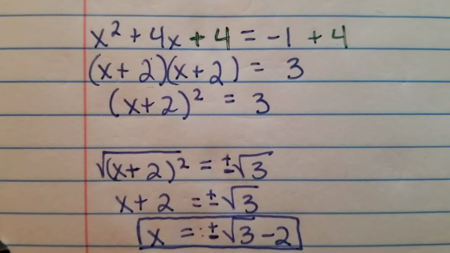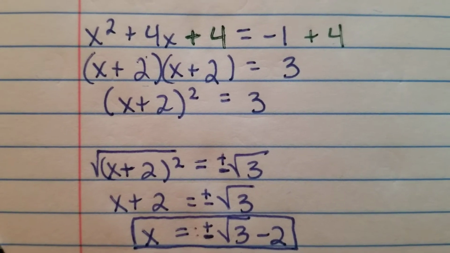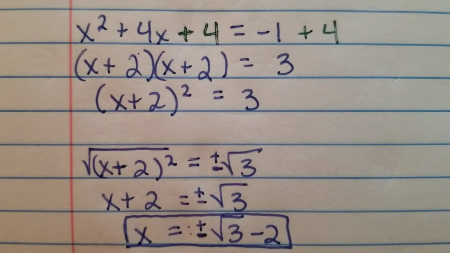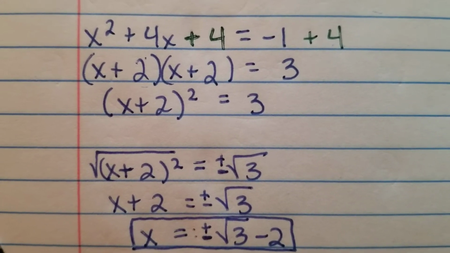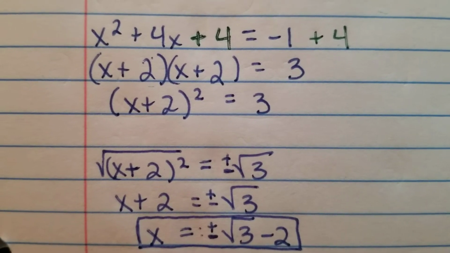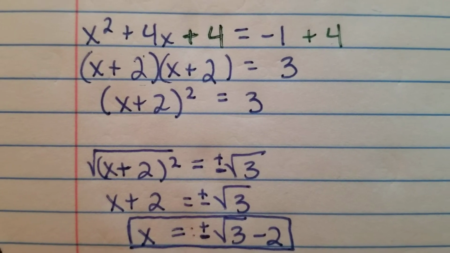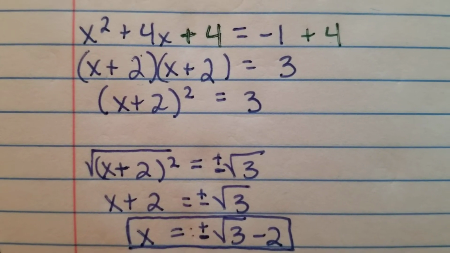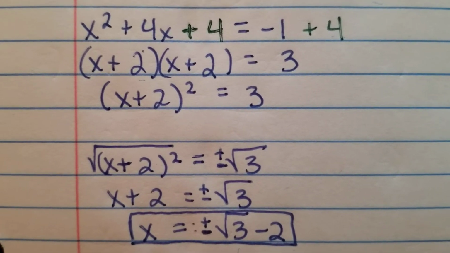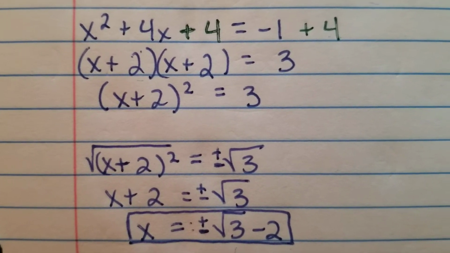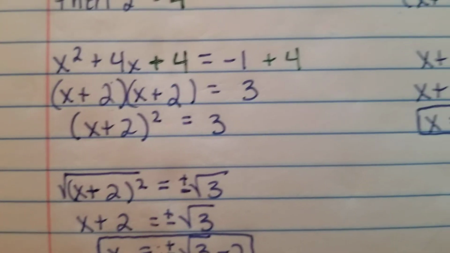As far as the number of solutions, there are 2 real solutions. The reason why there are 2 is because you either have a plus square root of 3 minus 2 or a negative square root of 3 minus 2. If there was an i, an imaginary number, then we would end up with solutions that were not real. But in this case, we don't have that. So we have 2 real solutions.